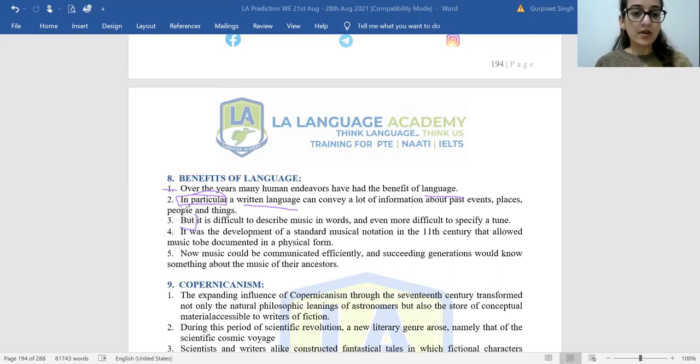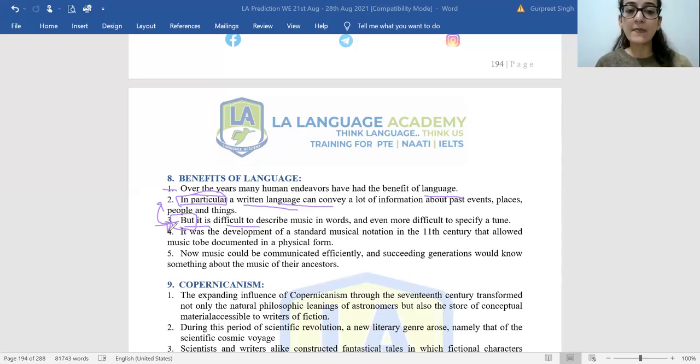But is again a very important word. So, but means we will make some kind of contrast. We'll give some kind of opposite information. So, in the previous sentence, we say written language can convey a lot of information about some things, but it is difficult to describe music in words. So, opposite is we can give a lot of information about these things, but we cannot give information about music. So, that is the use of but here. It is difficult to describe music in words and even more difficult to specify a tune. It was a development of a standard musical notation in the 11th century that allowed music to be documented in a physical form. So I hope this is clear with but, because it was making a contrast with conveying information and not conveying information.